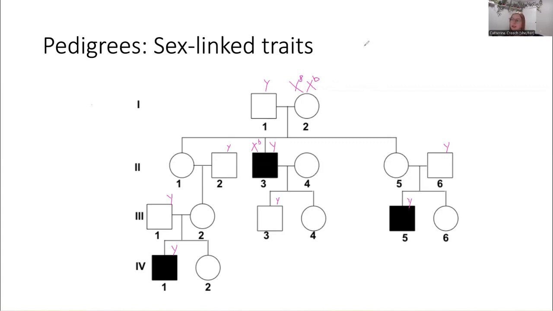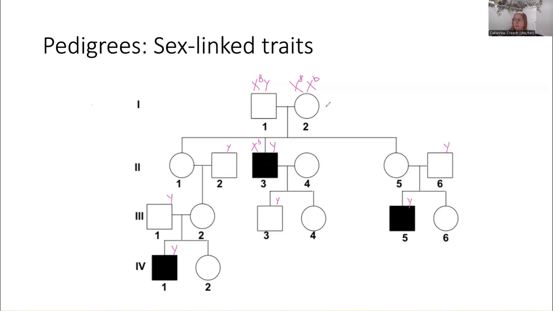this trait. Let's say this is color blindness. So she is a carrier for the color blindness gene, but she is not expressing color blindness because she has the dominant allele, which allows her to see color. When they had an offspring, she passed on that gene to her son, causing him to be colorblind. The dad is not colorblind, so I know that he has the dominant allele as well.